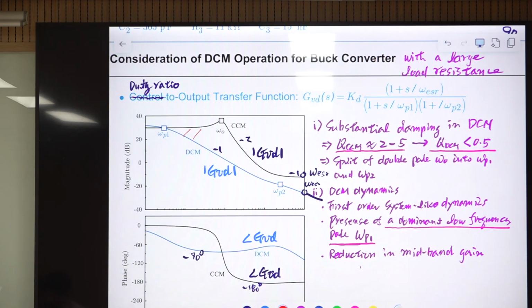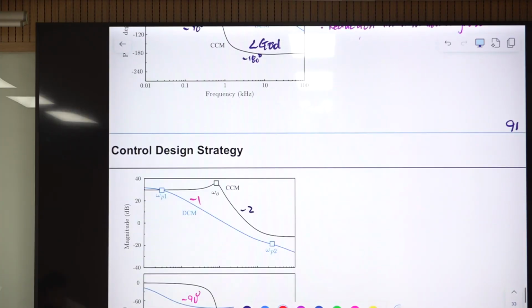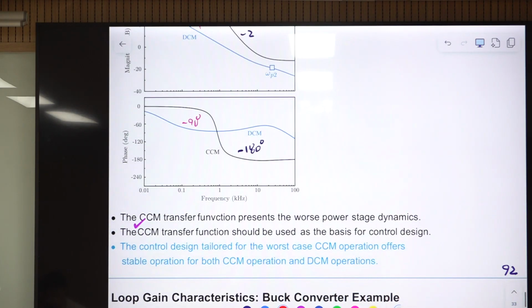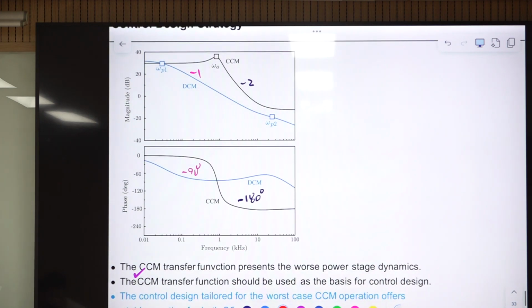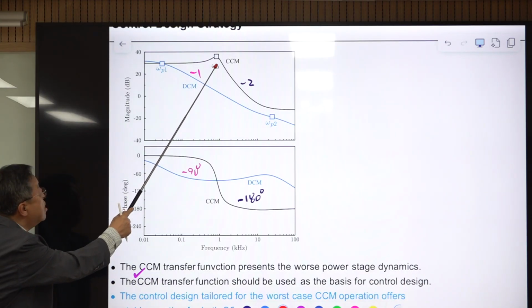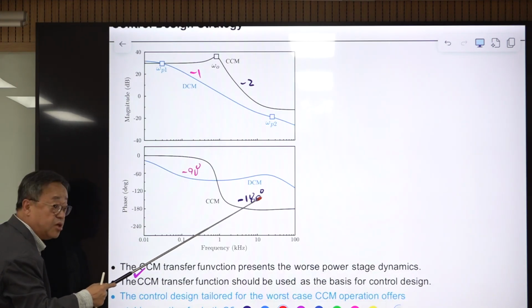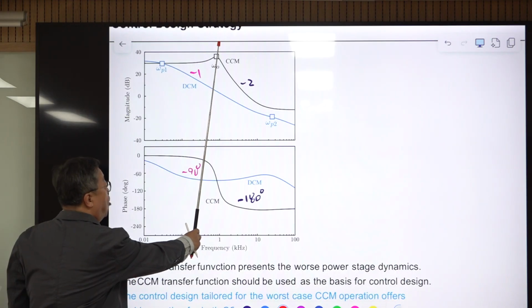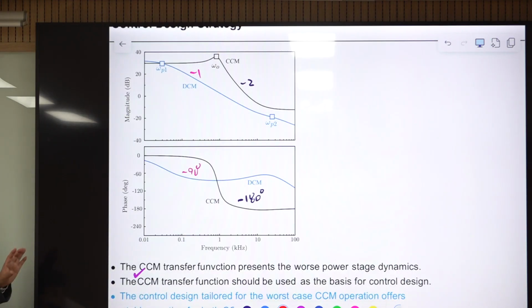So let me show this. This will affect the closed loop dynamics of this converter. So this is again the same graph. Okay, but think about the characteristic of converter dynamics in CCM and DCM. Which one is worse? Of course, the CCM characteristics are worse, because this was the problem. The original problem comes from this -180 degree phase delay occurring at the double pole frequency of the low pass filter in the power stage. That was the origin of the problem. This -2 slope or -180 degree was the problem.